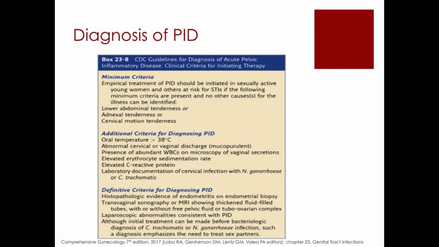Then lastly, we have the definitive criteria for diagnosing PID, and we have the following: a histopathologic evidence of endometritis on biopsy, transvaginal sonography or MRI showing thickened fluid-filled tubes with or without free pelvic fluid or tubo-ovarian complex, laparoscopic abnormalities consistent with PID. And although initial treatment can be made before bacteriologic diagnosis of Chlamydia trachomatis or Neisseria gonorrhoeae infection, such a diagnosis emphasizes the need to treat sexual partners.